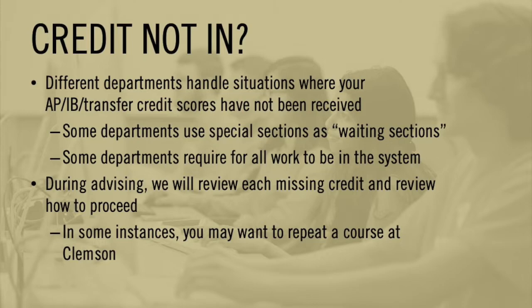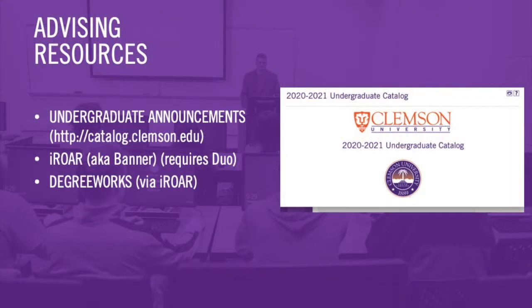For your upcoming orientation advising appointment, as well as all future academic advising appointments, please note the various resources that are available for you. As indicated in an earlier School of Computing video, the undergraduate announcements, also referred to as the course catalog, is provided online and includes your formal degree requirements. You will use the iRoar Student Record and Registration System to register for classes. This system will require Duo two-factor authentication. Please make sure that you have Duo set up prior to your registration day.